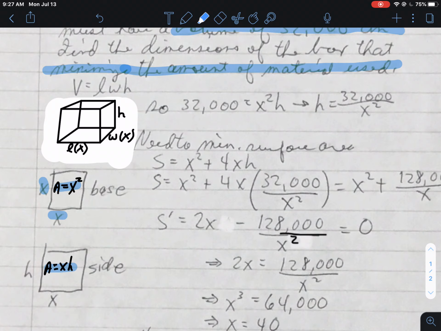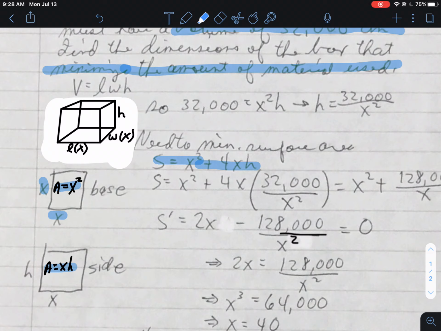All right, so I can come up then with a formula for the surface area of this box. I take the area of the base, plus the area of each of the four sides, and there's four of them. So the area of the base is x squared. Each of the four sides is an area of x times h, so there's four of them. Here's our formula for the surface area, or call it the area of the box. So that's the function that we need to optimize.